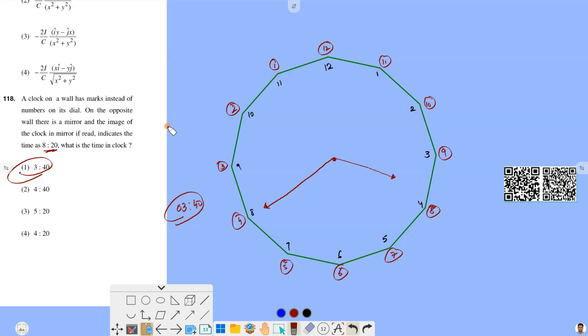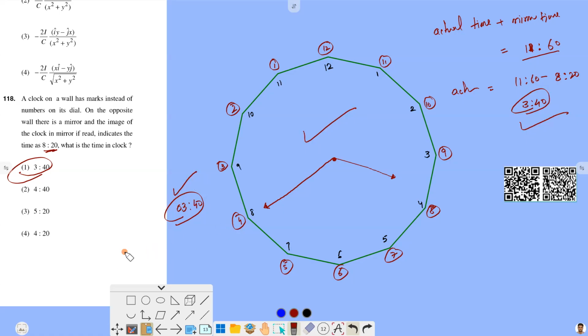And if you don't want to do it like this, then there is another direct formula, that actual time plus mirror time will add up to 11 hours and 60 minutes. Now here the mirror time is 8 hours and 20 minutes, so actual time will be 11:60 minus 8:20, this will give us 3:40. That is the required answer. So you can solve it either this way or this way, both are right. So moving to the next one.